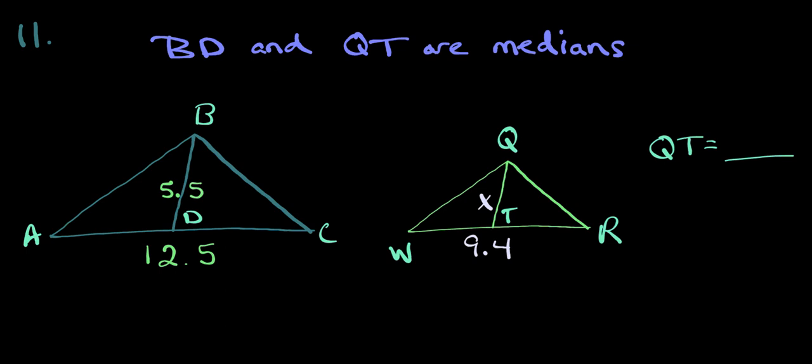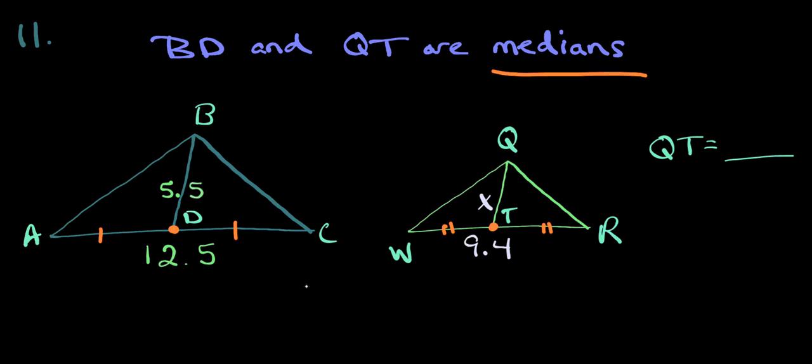Let's go ahead and write another proportion here. You'll notice that we're given that we have medians. So this BD and QT are medians. And remember, what that means is that the D would be a midpoint of this AC, and the T would be a midpoint of the WR. So just kind of keep that in mind. But when that occurs, it gives us the ability to write a proportion.